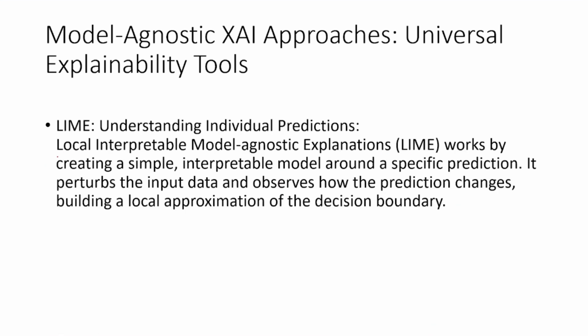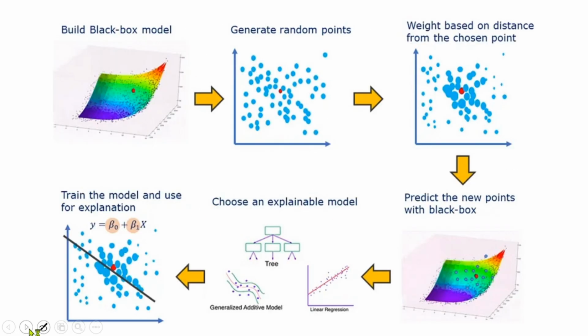LIME is short for Local Interpretable Model-agnostic Explanations. I'll tell you how it works in the next slide. So you build a black box model. Let us consider a neural network over here. Then you generate random points from the data, which should be similar to the data set, obviously. Now you give weights based on the distance from the chosen point.